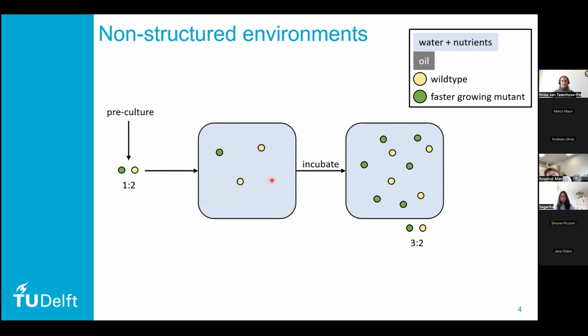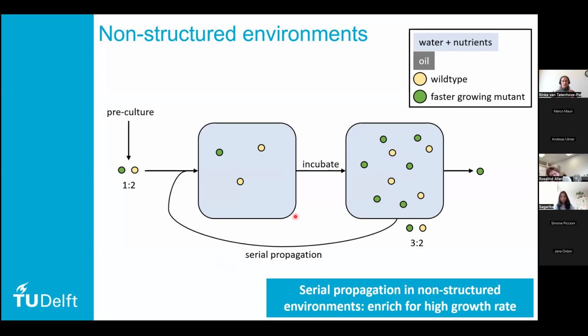And what typically happens here is that the faster growing mutant outcompetes the wild type, because the faster growing guy consumes more of the nutrients, it propagates faster, makes more offspring, and therefore it's enriched over time. If we do this multiple times, we also call that serial propagation. So we take cells again in the end, we incubate them again and again. In the end, we enrich for our fast growing mutant. So serial propagation in non-structured environments typically enriches for high growth rates. So those are the mutants that you find in these systems.